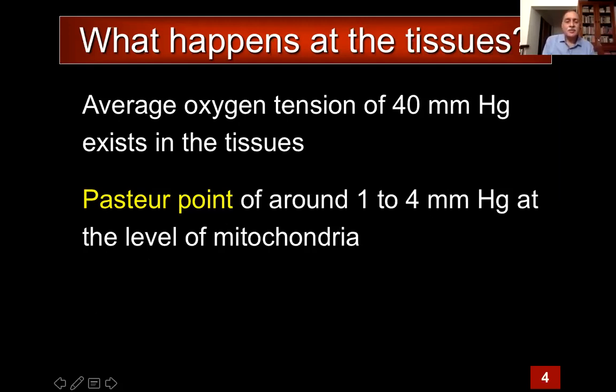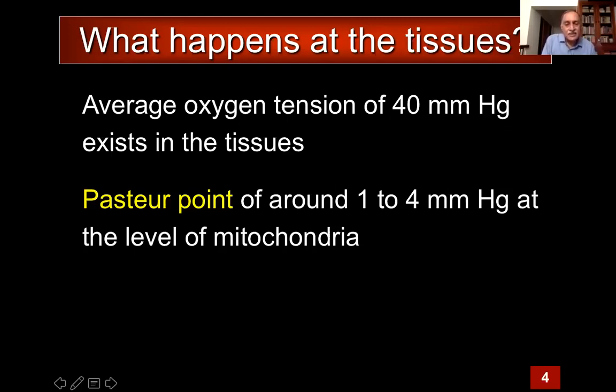And we need to remember this because this is the level of oxygen tension that is there in the mitochondria, which are the factories at which all metabolism happens. And if the oxygen tension in the mitochondria drops to a value below 1 to 4 millimeters of mercury, then the tissue metabolism switches from aerobic to anaerobic metabolism. So you have an average oxygen tension of 40 millimeters of mercury in the tissues, that is the extracellular fluid that is surrounding all the tissue cells.